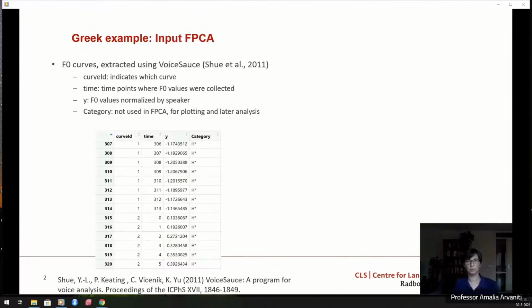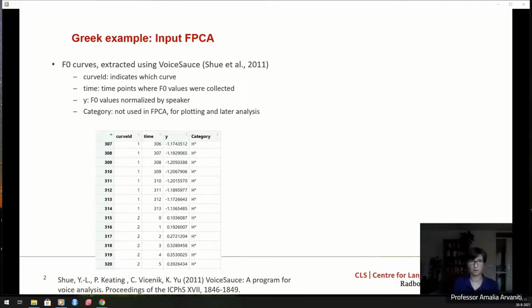So I want to go through the input of FPCA. These are F0 curves extracted using VoiceSauce, specifically STRAIGHT. So this is the data frame that was used as input. We have the curve ID. So this is which file it belongs to. Here you will see curve ID 1 and curve ID 2. And then we have the time column. This is our time points where the F0 values were collected. In our case, this is every millisecond. And in Y, we have our F0 values normalized by speaker.